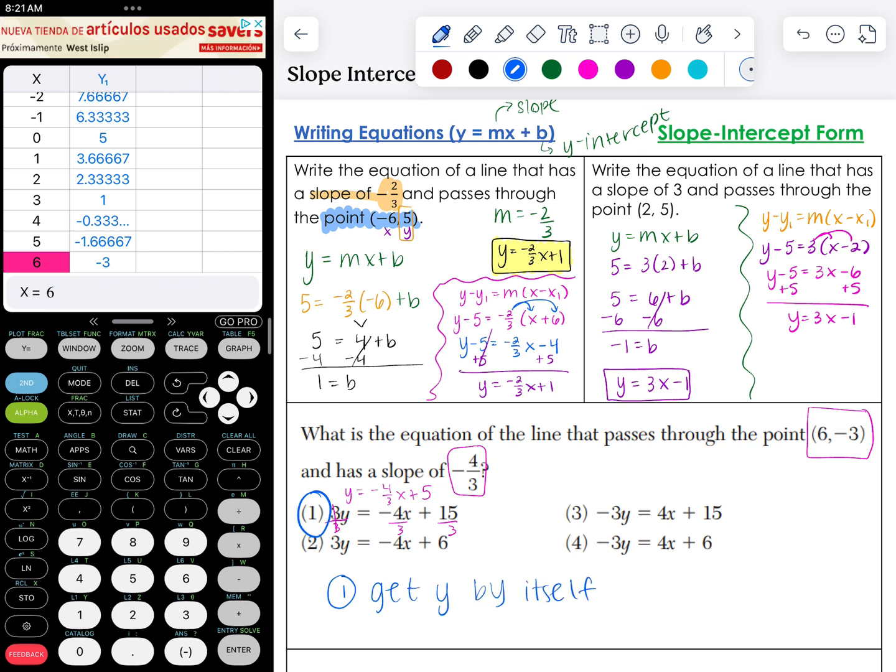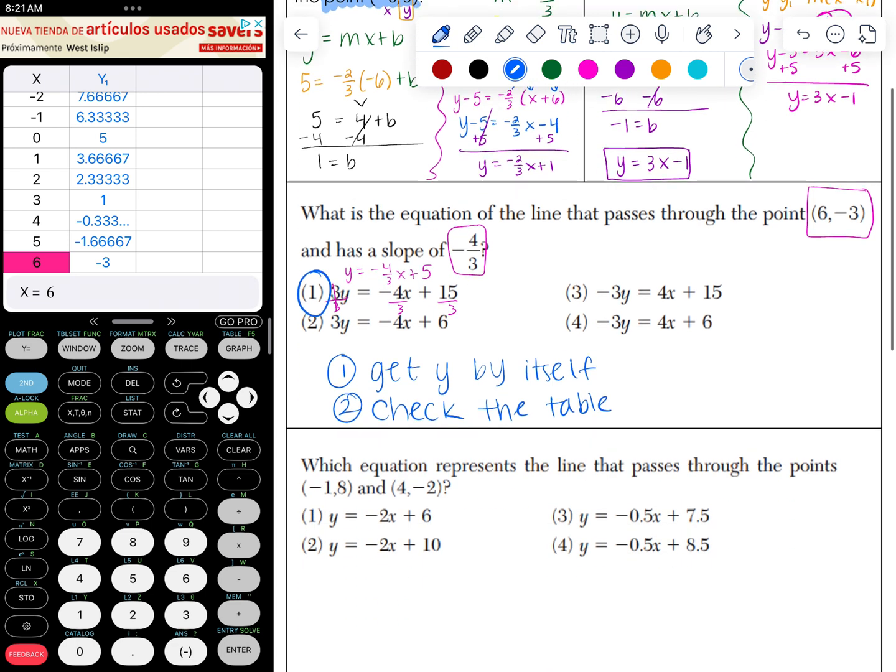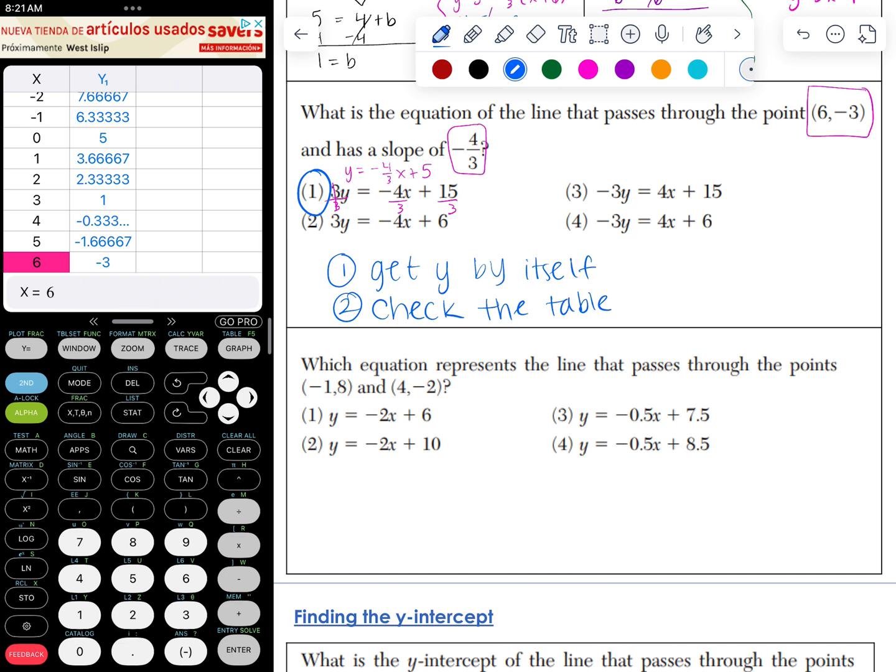and then check the table of values. So in case choice 1 was not the answer, you now know the process to do for the future. All right, next one says, which equation represents the line that passes through those points? So we do need to get a slope and a y-intercept. So I need an m and I need a b.